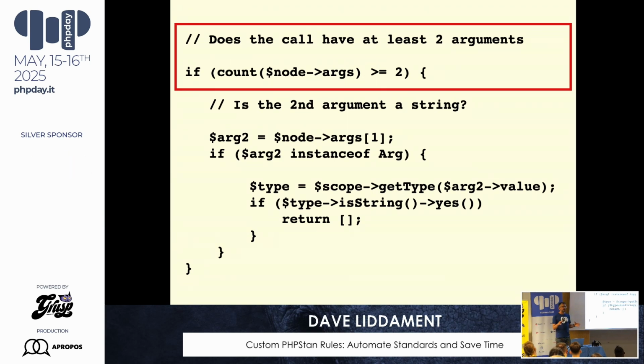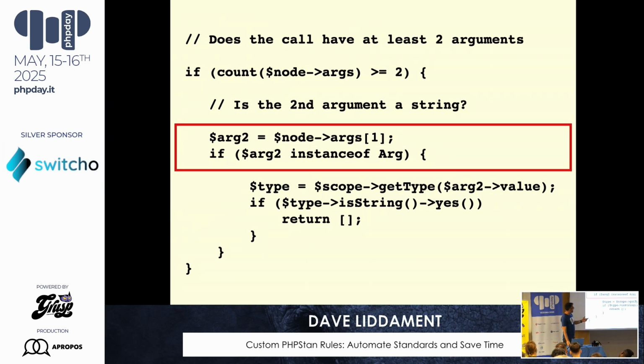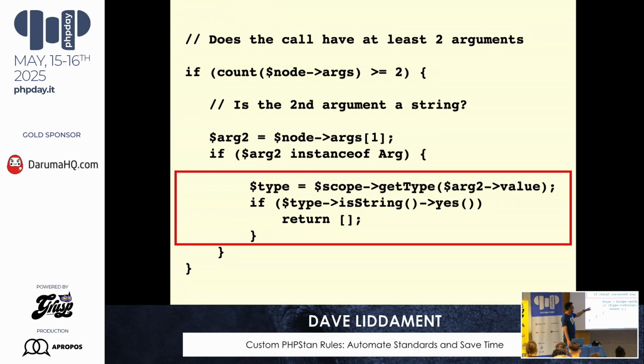So the final bit is, what are we passing to it? The first question we're asking: have we passed at least 2 arguments? If we have, is the second argument a string? First of all, we're asking, is it of type arg? And then this bit of code is saying, is the second argument definitely a string? So if it's not a string, or if it's string or null, this won't go into the true branch.